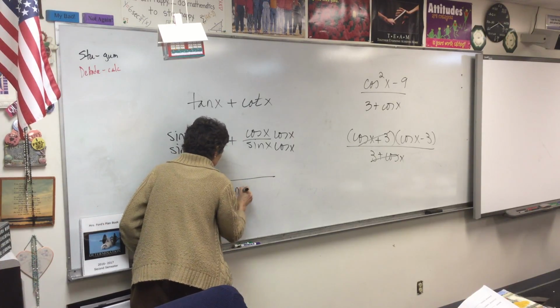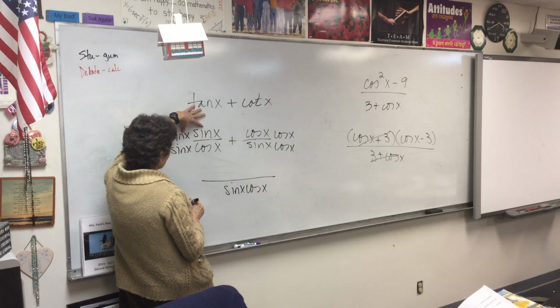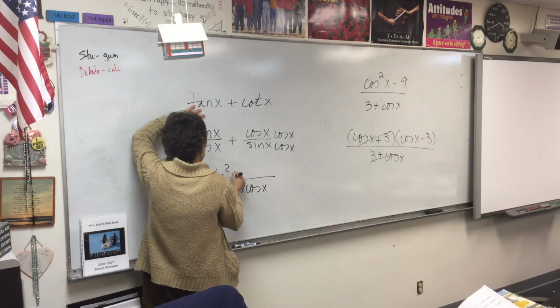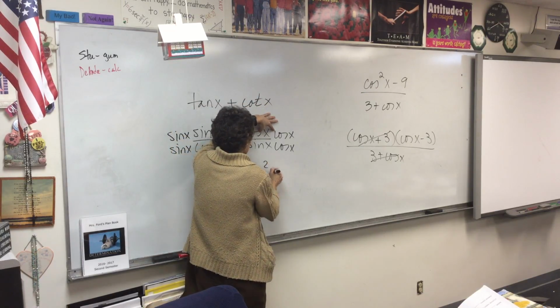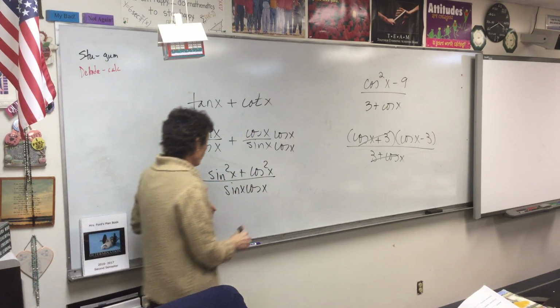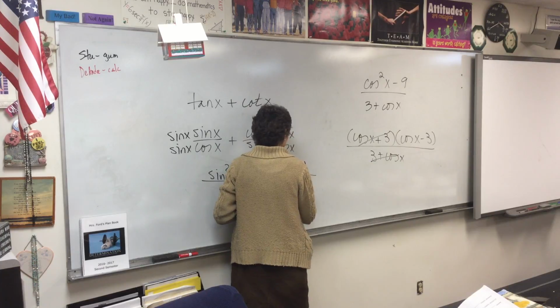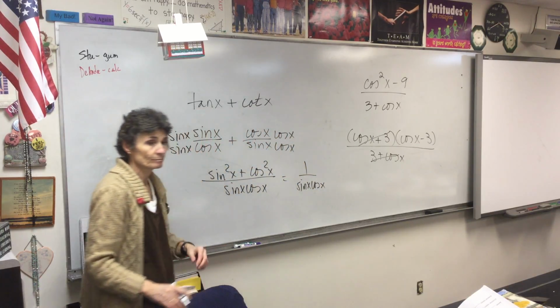They both are over sine cosine. So what have I got here? Sine squared. What do I have here? Oh my gosh! Sine squared plus cosine squared is 1. So I have 1 over sine cosine.